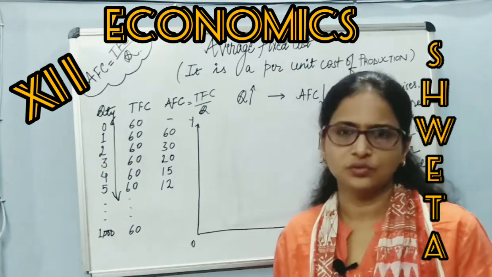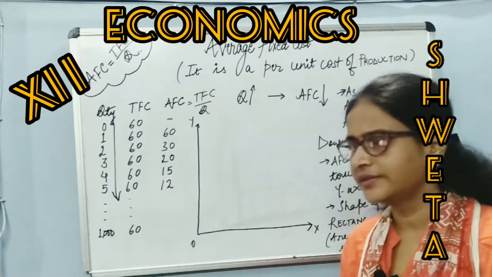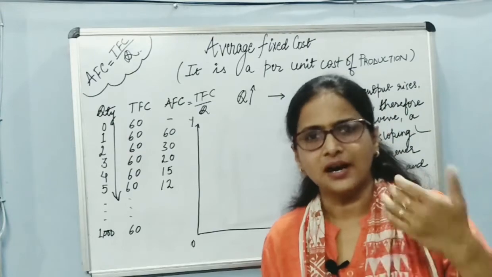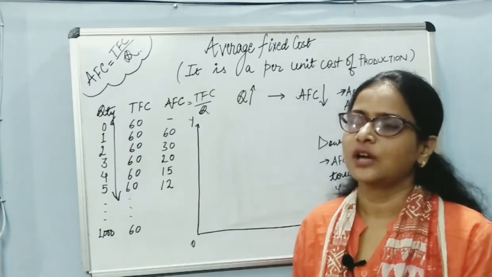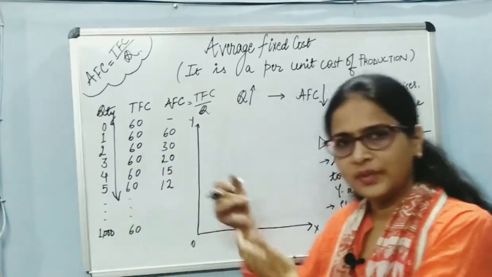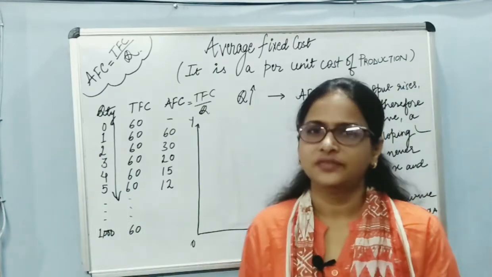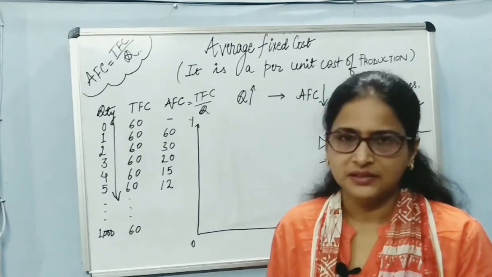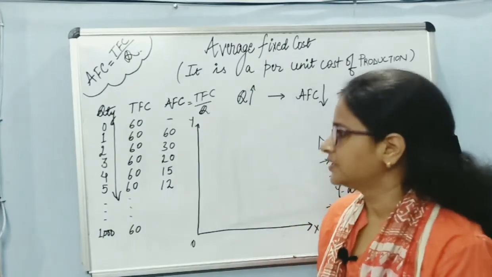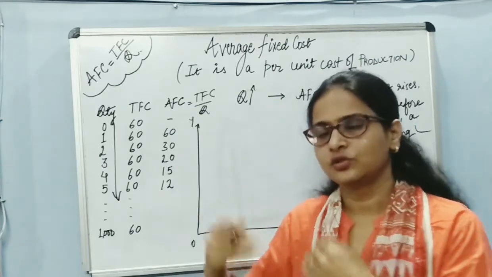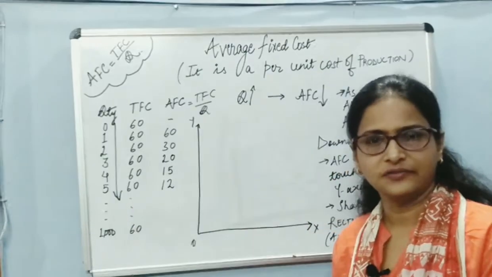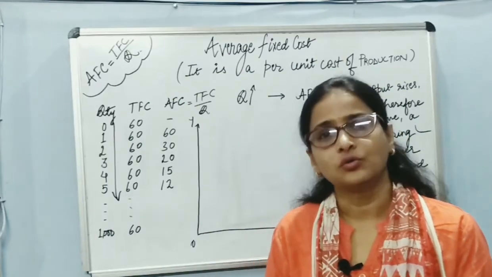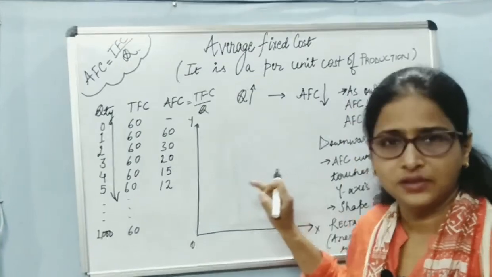But before that, I want to tell you one thing. In your exam, it is not always necessary that whenever you are asked to make the AFC curve, you have to make the table and then make the curve, right? You can make the curve directly. You know the shape of the curve, and hypothetically you can make it, alright? But if it is written in the question that first you make the table, then you make the curve, then you have to do both of these, alright? Now I am going to show you how to draw the AFC curve, alright?